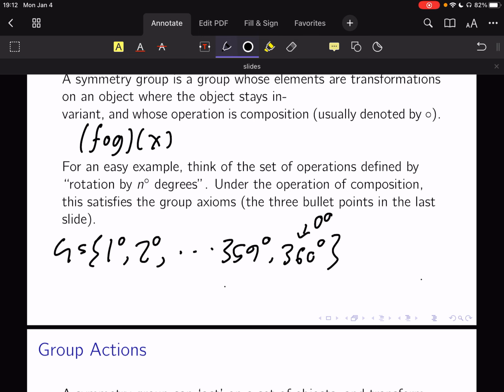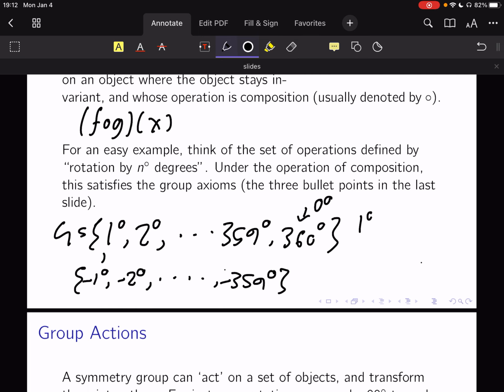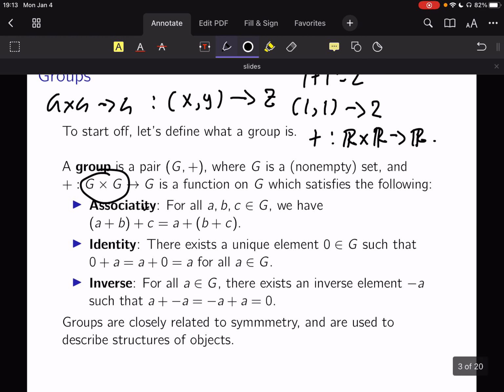Similarly, we can have G have negatives, like negative 1 degree, negative 2 degrees, and so on, all the way to negative 359 degrees. Now we've defined the inverses. When we compose a 1 degree rotation and a negative 1 degree rotation, we are left with the identity, which is the 0 degree rotation. Since this works analogously to addition, associativity would hold as well. So this satisfies the group axioms, which were these 3 bullet points here.